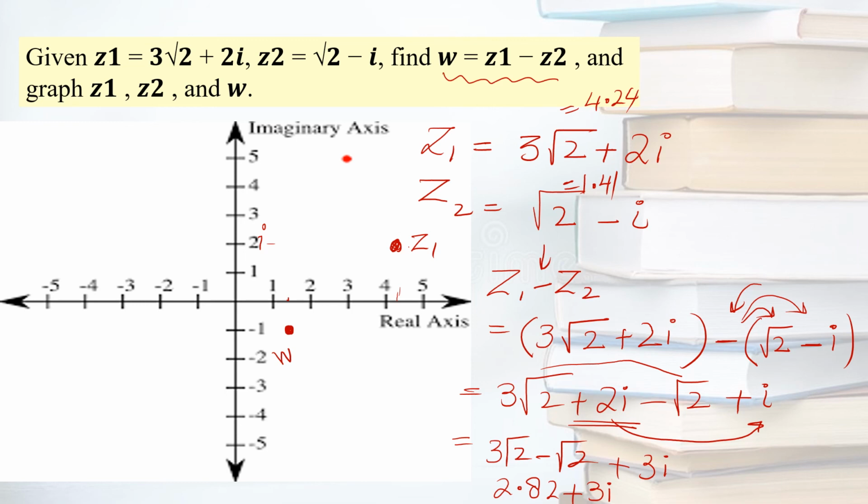Now z1 minus z2 will be 2.82 plus 3i. So it will be 2.82 somewhere here. And 3i for that one you have to go up. So it will be z1 minus z2.